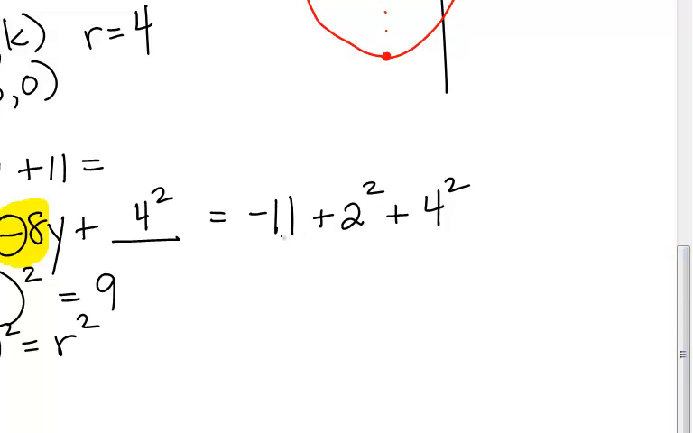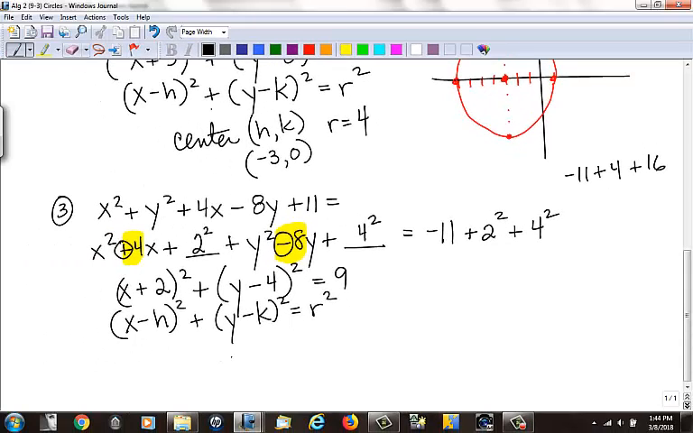No, because it'd be -11 plus 4 plus 16. Yep. Yeah, 20 minus 11 would be 9. Yeah, 3 squared. You could say 3 squared if you want to write it. Yeah, maybe I should do that. I'll write it 3 squared.